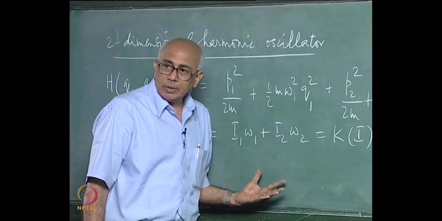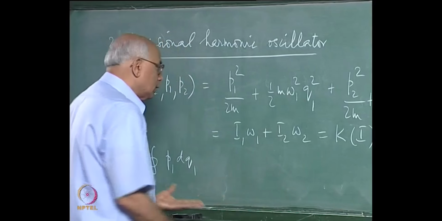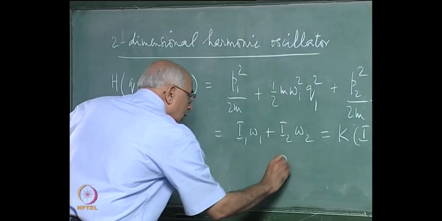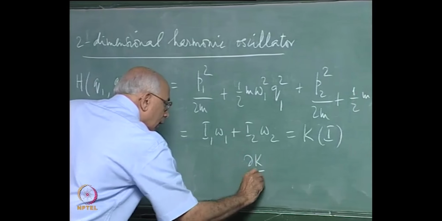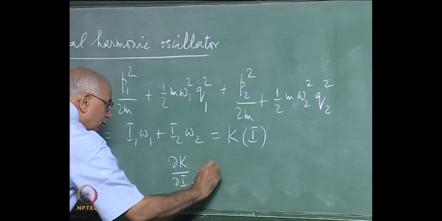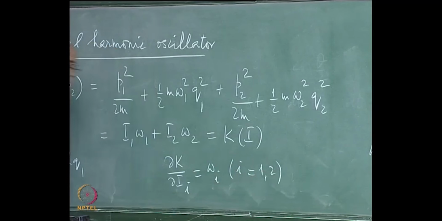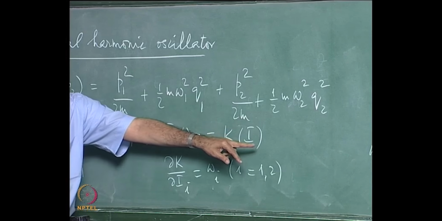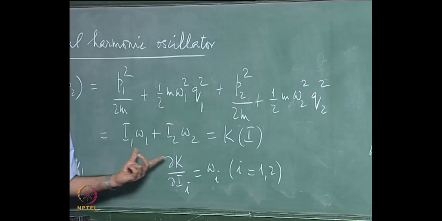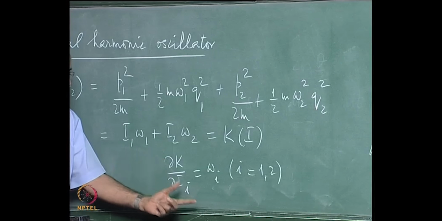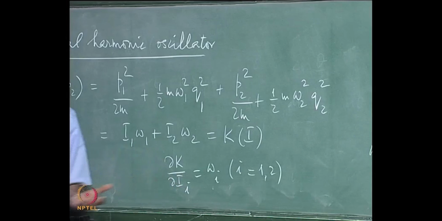No angle variables are present here, and indeed you can see that in this simple case delta K over delta I sub i is in fact omega i, and the frequencies are independent of the amplitude of the motion because the Hamiltonian expressed in the action variables is linear in the action variables. Therefore when you differentiate it, there is no further dependence on the energy.